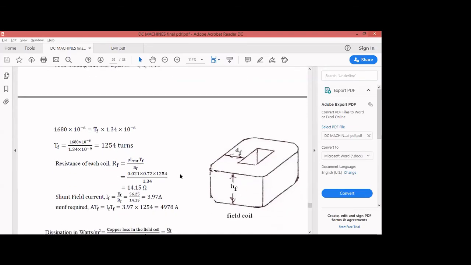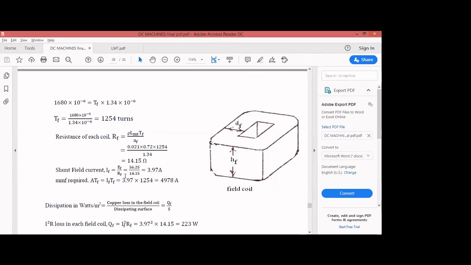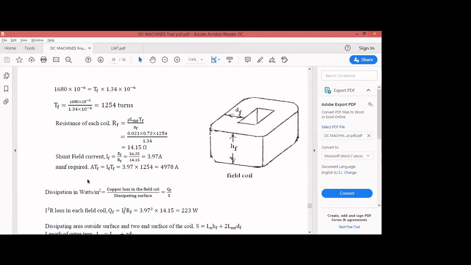Then what you got for number of turns? 1254 turns. After finding out TF, find out the resistance of each coil. RF is equal to rho LP by DF by AF. Then find out resistance. The shunt field current IF is EF by RF, 56.25 divided by 14.14, that is 3.97 amperes. Then find out what MMF is required. ATF is nothing but IF into TF. IF you know here is 3.97, and TF is 1254. So 3.97 into 1254 is equal to 4978 amperes. After finding out MMF required, you cross check it. Already in the problem it has given 5000 amperes. Once you calculate IF and TF, you can cross check it. So it is almost equal to 5000 amperes.